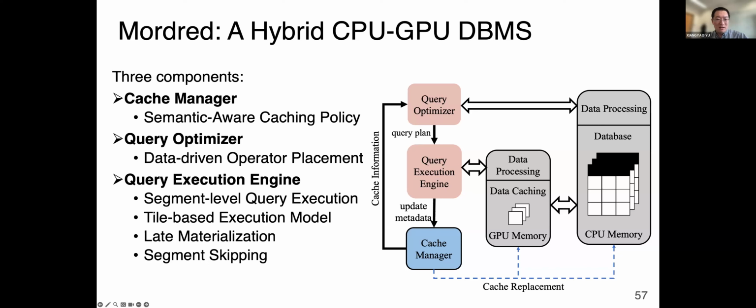Then given a particular cache layout and a particular query, we have this hybrid execution engine to run the query across both devices. We also applied a lot of smaller optimizations like late materialization and segment skipping, so that using min-max values, you know this segment will not be accessed, and we just skip it. We have done some of those optimizations as well to make the performance good.